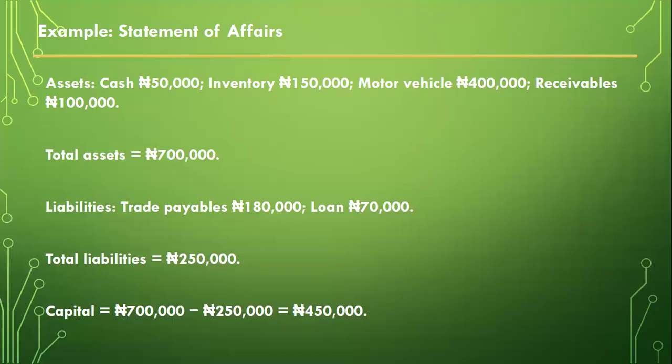450,000. So in this scenario, capital is given to be 450 and our assets is given to be 700, which is expected of us to make our total liability the subject of the formula, which shows that our total liability is going to be equated to 250,000.